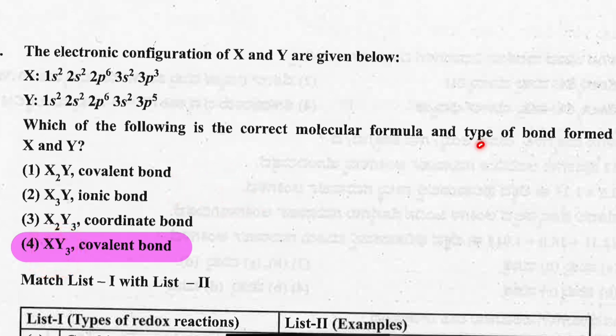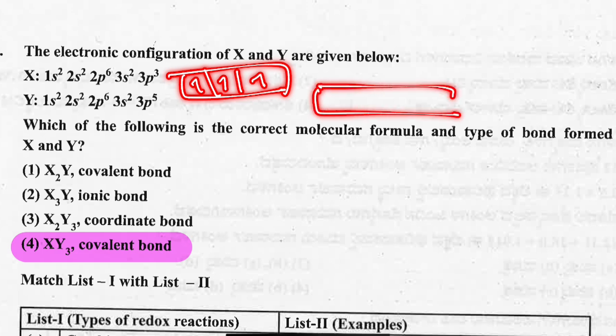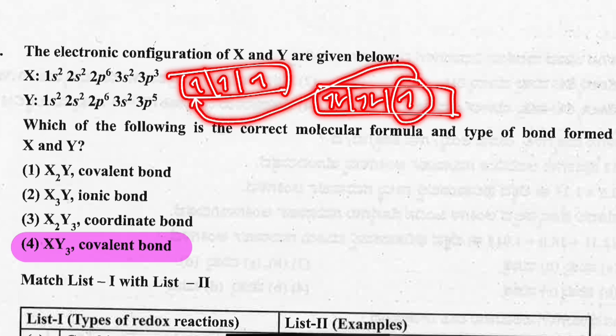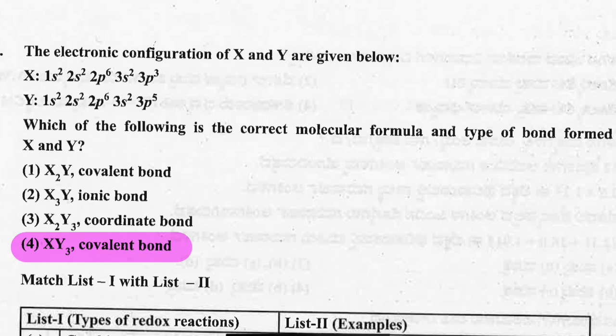And what is the type of bond formed here? Here you can see P has a single electron. P3 means 1 electron will be present in X. Y has 5 electrons, so 1, 2, 3, 4, 5. Now 1 electron X can share with this Y. Same way, 1 more Y can share 1 electron here, and one more Y will share one more electron here. So sharing of electrons will take place, therefore it is called a covalent bond.